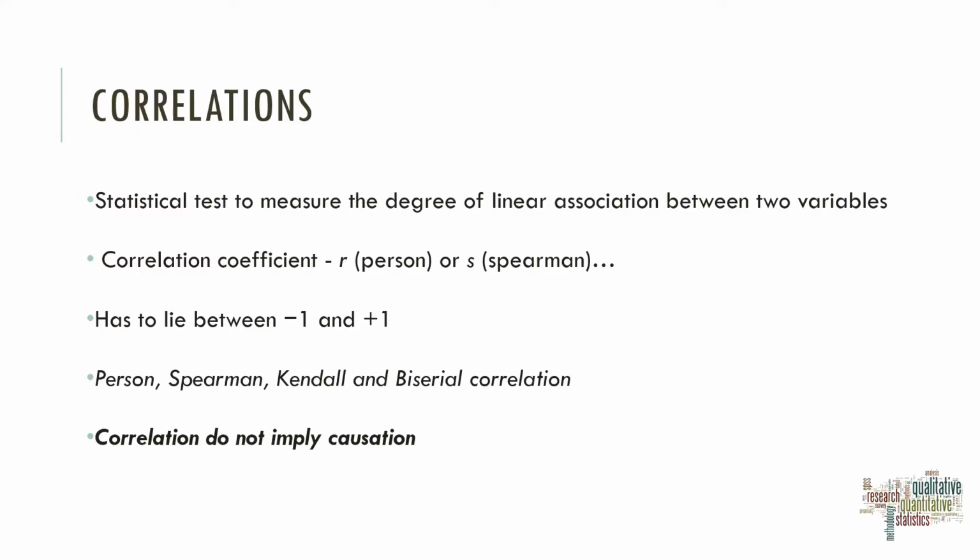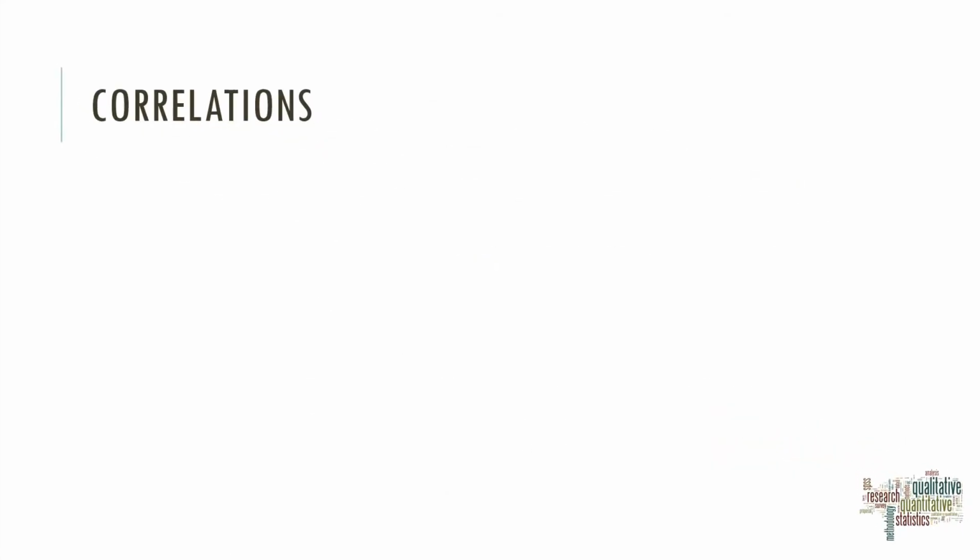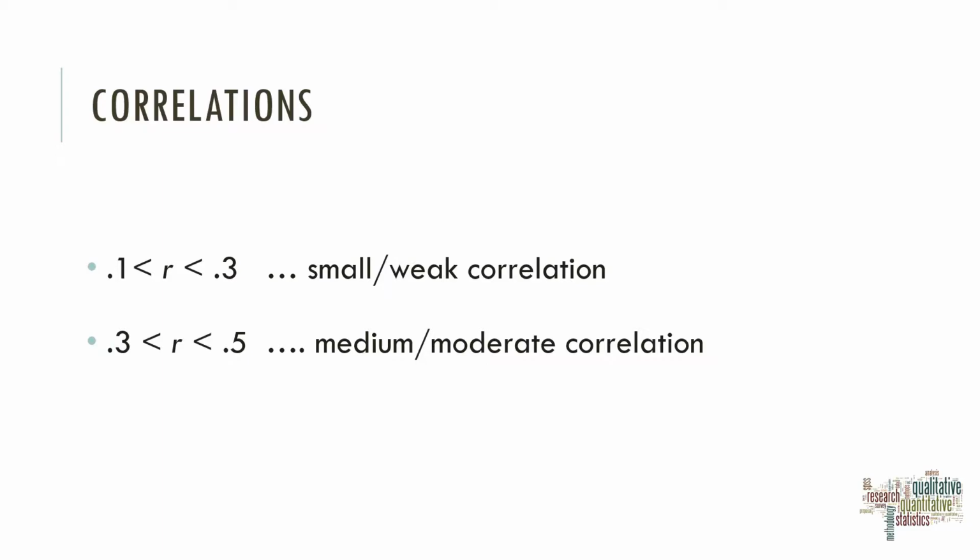So, correlations typically fall between minus 1 and plus 1, and correlations that are between 0.1 and 0.3 are described as small or weak correlations. When correlations fall between 0.3 and 0.5, typically they are described as medium or moderate correlations. And finally, when correlations are higher than 0.5, typically we call this a large or strong correlation.